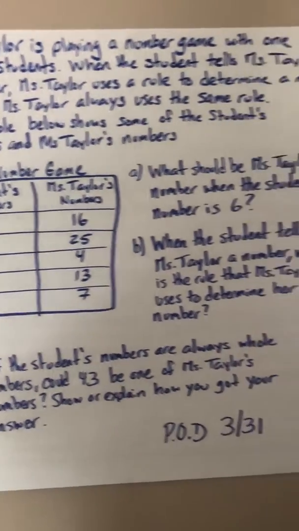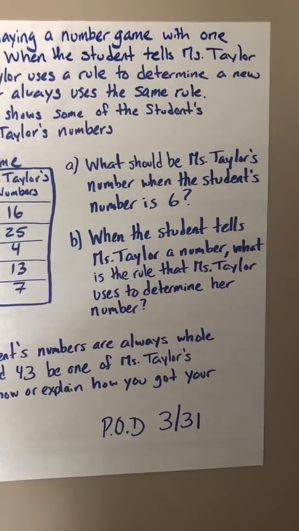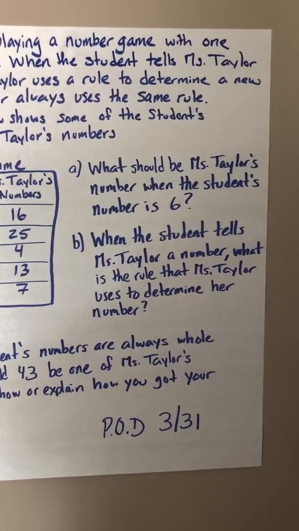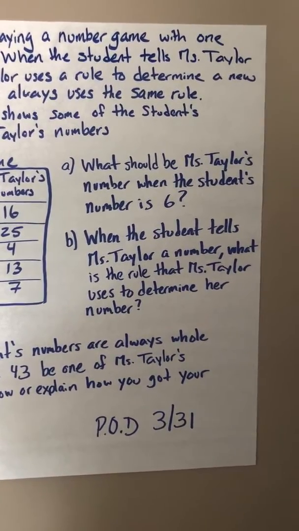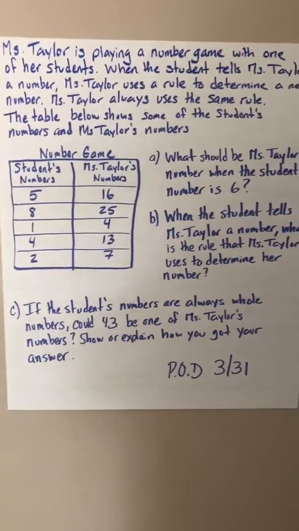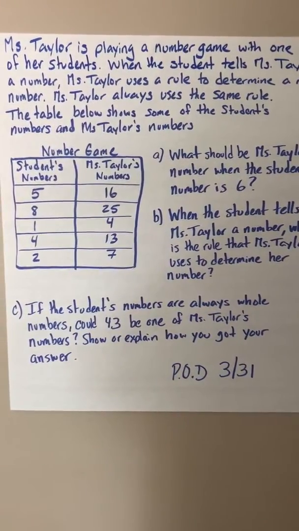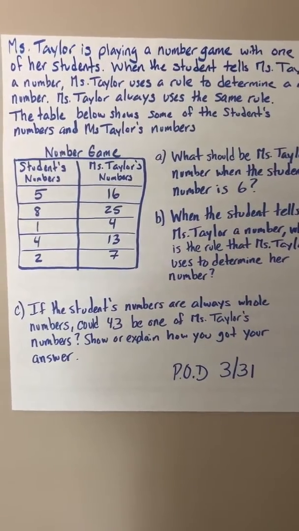So if we look at our questions, part A: what should be Miss Taylor's number when the student's number is 6? Part B: when the student tells Miss Taylor a number, what is the rule that Miss Taylor uses to determine her number? And then part C: if the student's numbers are always whole numbers, could 43 be one of Miss Taylor's numbers? Explain how you get your answer.